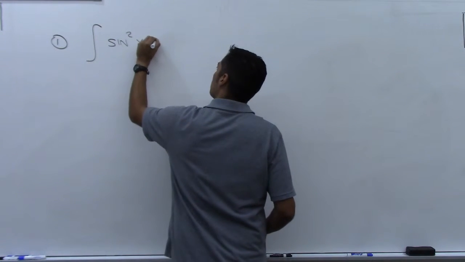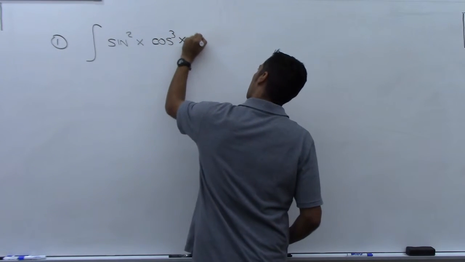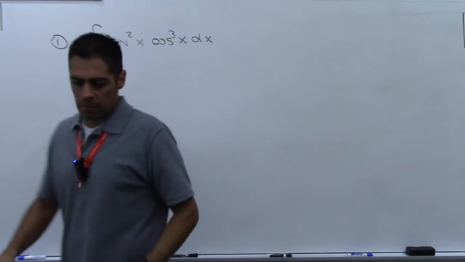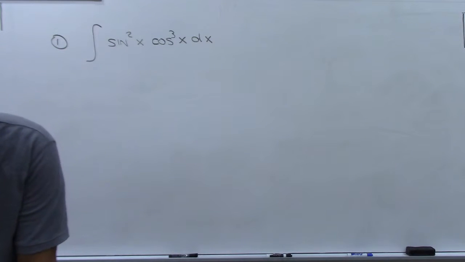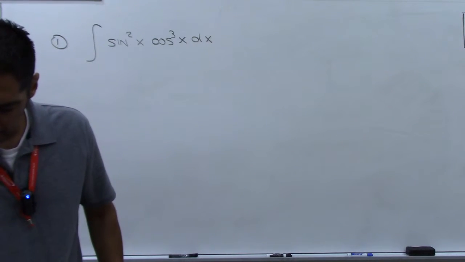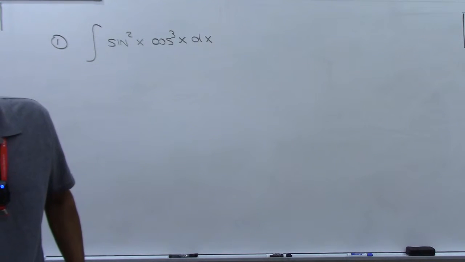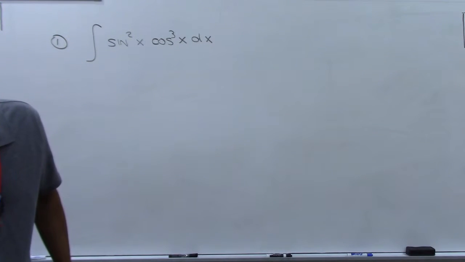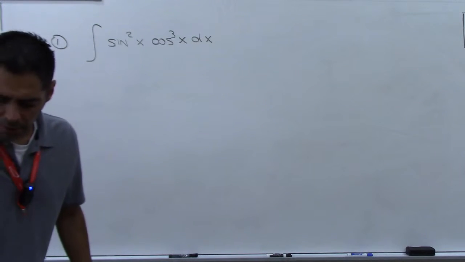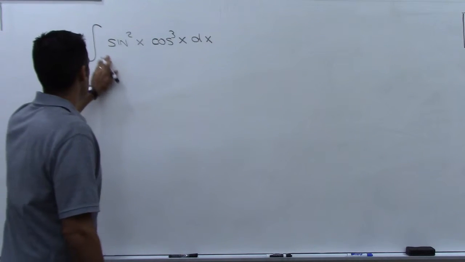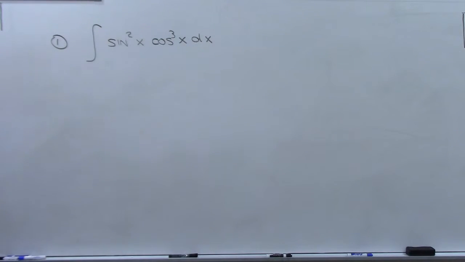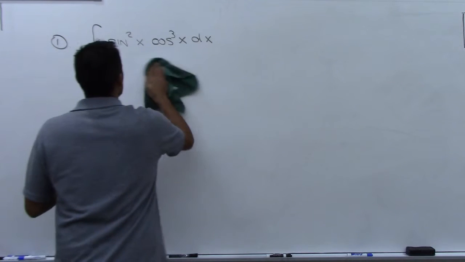Going through the procedures that the notes give you, the first step says that if cosine is odd, then we're going to factor out one of the cosines. We do have cosine as an odd power here, so we'll go ahead and factor out a cosine.